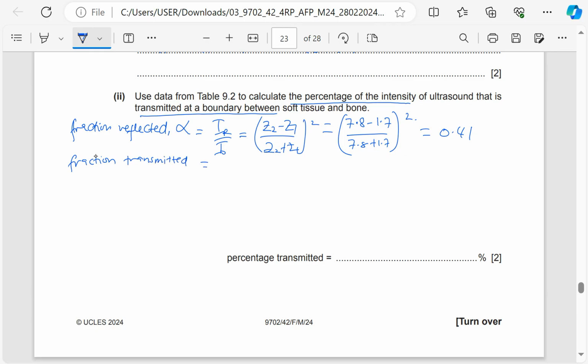Of course, the fraction transmitted will be 1.00 minus 0.41 because the total should be equal to 1. So, of course, this is going to be 0.59. Then it means the percentage is simply going to be 0.59 times 100, which gives us 59.